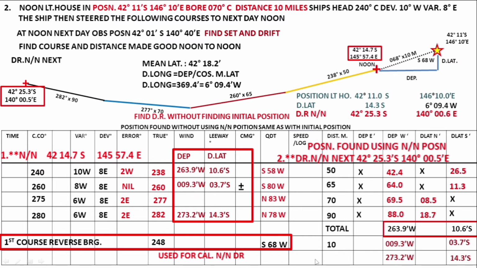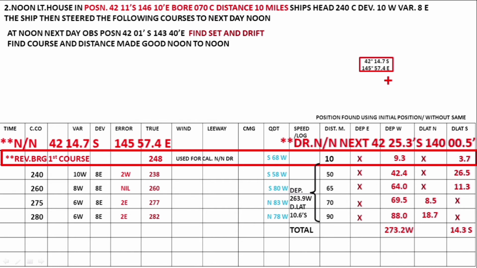So now I have used my reverse bearing as my first course and found out my DR position. So in this procedure, what I've shown you here, I can avoid this step of converting my departure into D long by using mean lat. Now this, as I said, was the first course I was using, and is being used for calculating my DR noon the next day. Now he wants me to find out the set and drift after I have done all the courses, completed it, and then he has given me the known position.